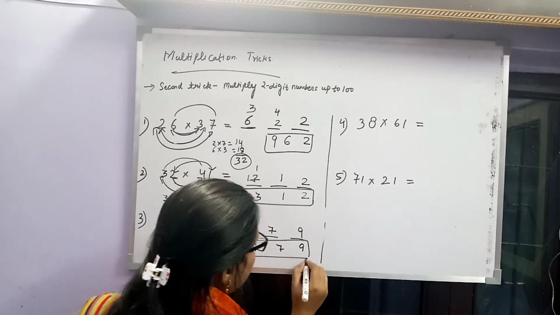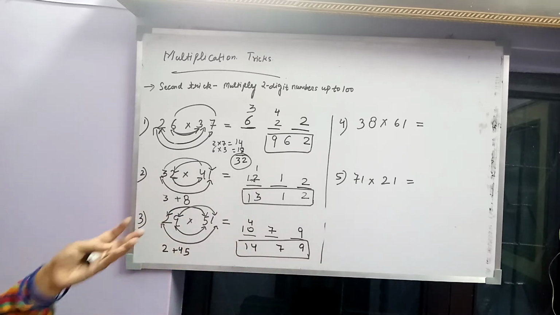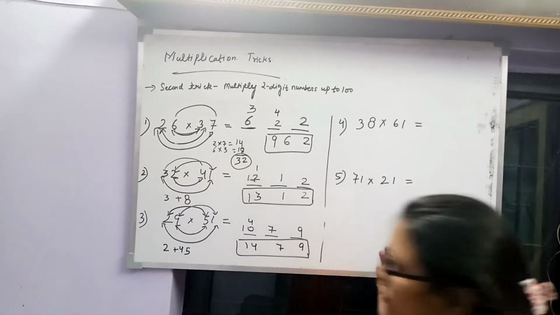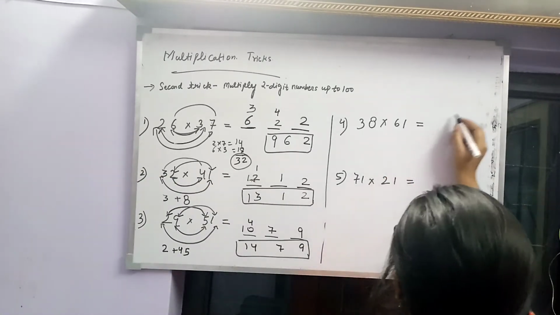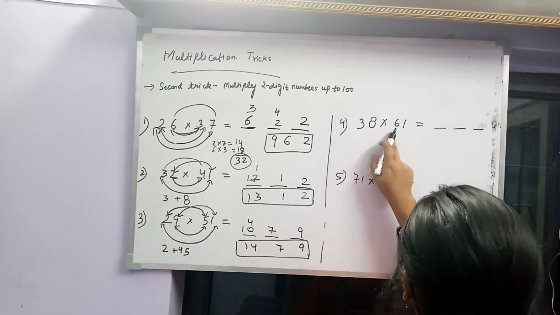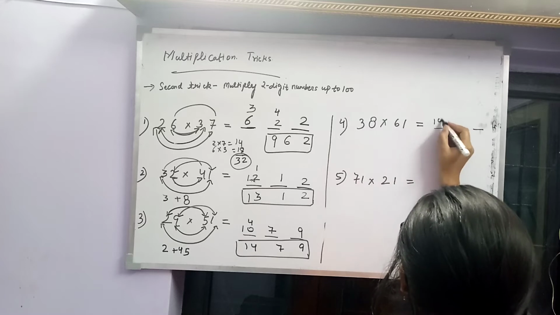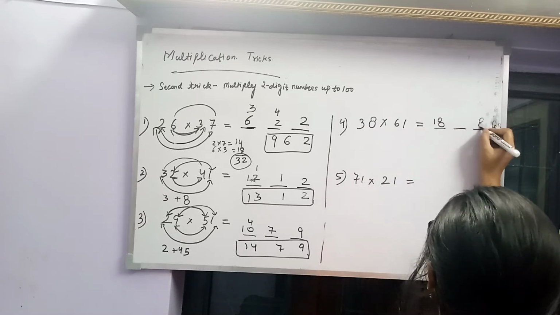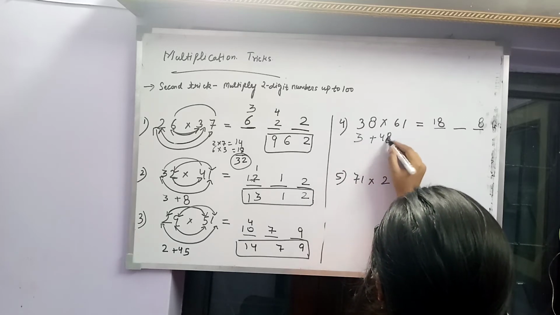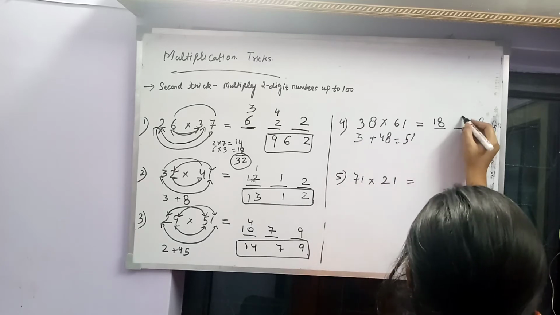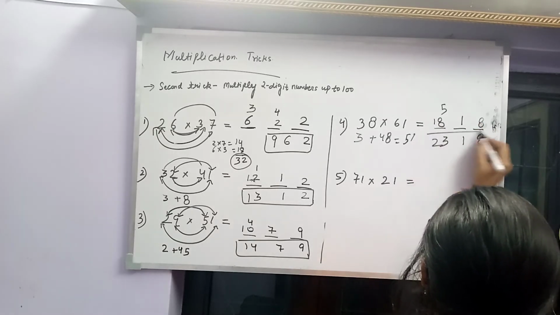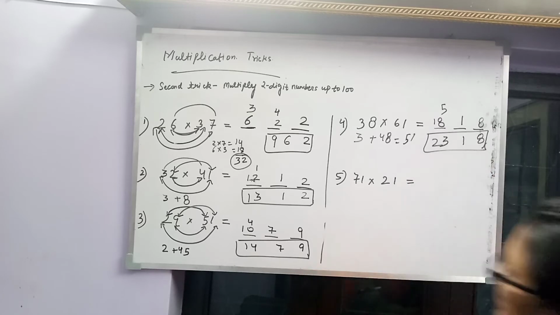1479 is the answer. Now the rest of the problems you can do by yourself, or just pause the video, and I am doing them here and you do them in your copy. First I am making 3 blanks, then I am multiplying. 3 into 6 is 18, 8 into 1 is 8. I am just adding 3 plus 48, which is equal to 51. So I am writing 1 here, 5 here. So this is what we got after multiplication.